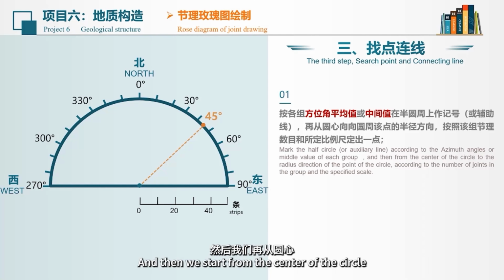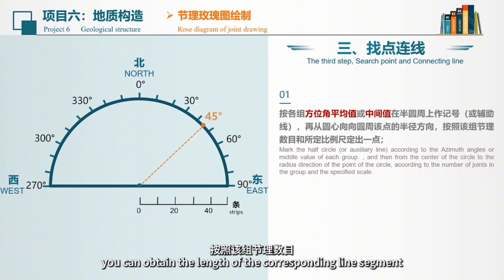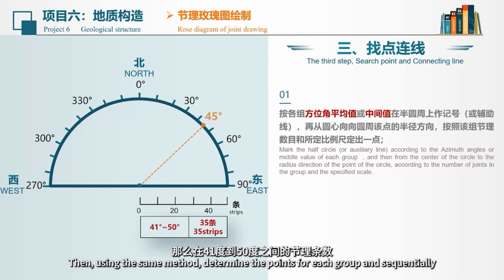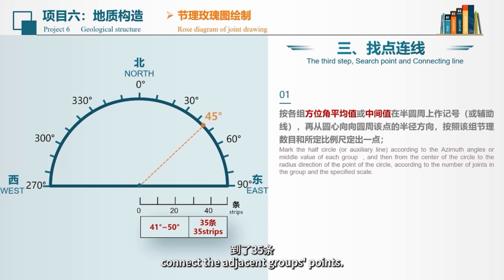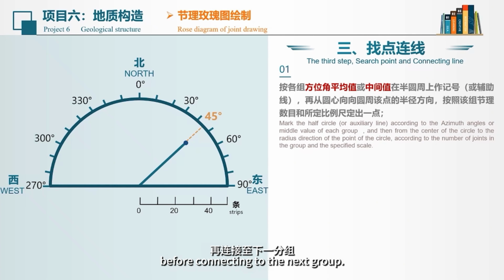And then we start from the center of the circle. For instance, if there are 35 joints between 41 and 50 degrees, you can obtain the length of the corresponding line segment according to the scale and project this length onto the auxiliary line to locate the point. Then, using the same method, determine the points for each group and sequentially connect the adjacent group's points. Note that if the number of joints in any one group is 0, then the line should return to the center of the circle before connecting to the next group.